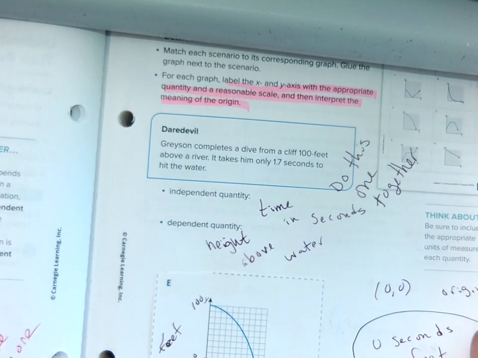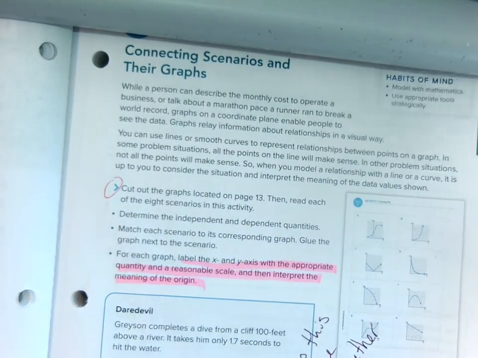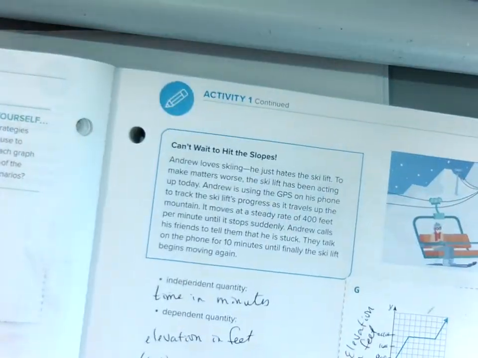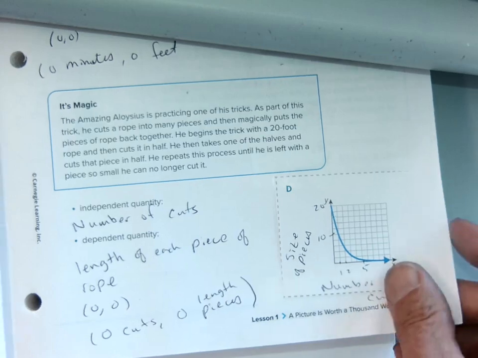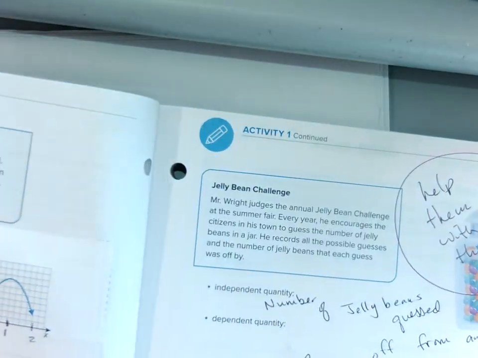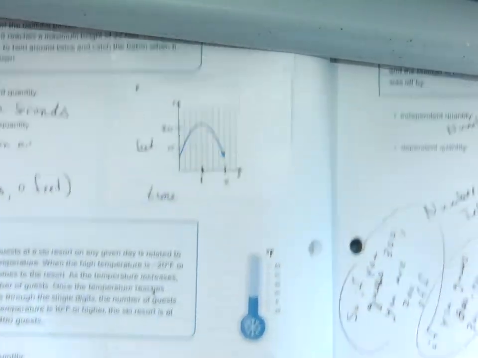Now, your assignment then is to do this for all of these 8 examples. Make sure you do a really great job with it. And then we'll collect this and look at this on Monday.